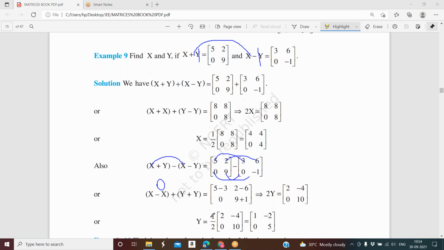So y is 1 by 2 times 2, minus 4, 0, 10. Bring this 1 by 2 inside the matrix. You will get 2 by 2, minus 4 by 2, 0 by 2, 10 by 2. That's 1, minus 2, 0, 5. So if you add these two matrices, then you will be able to find the value of x. If you find the difference between these two, then you can find y.